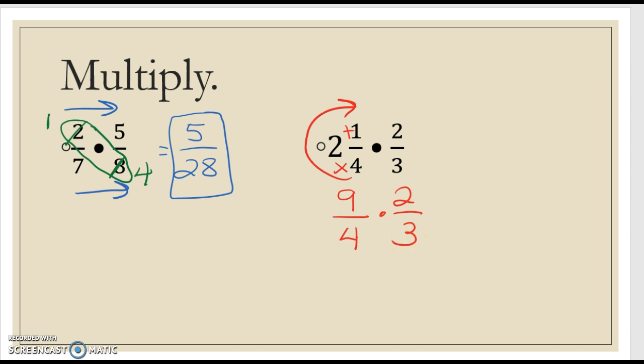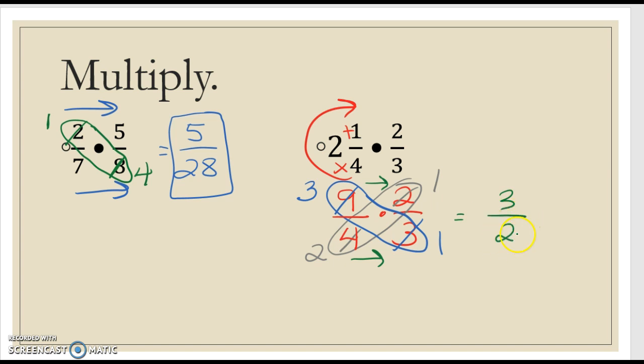We're going to check to see if there's any cross canceling. We can cross cancel our 2 and our 4, divide them both by 2. That 2 becomes a 1, this 4 becomes a 2. And we can actually cross cancel on the other side as well, divide them both by 3. 3 divided by 3 is 1, 9 divided by 3 is 3. We multiply straight across. Here we get 3 halves, so we'd have to make that a mixed number, which would be 1 and 1/2. And that's our final answer there.